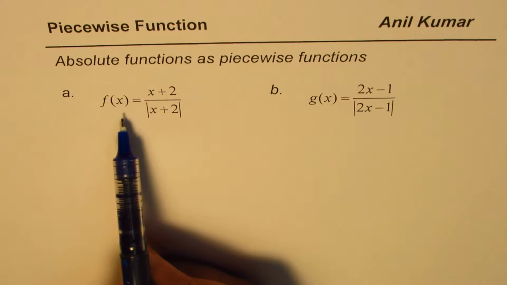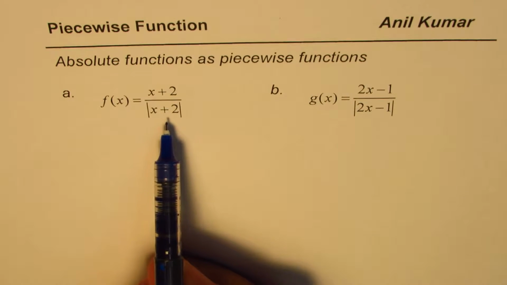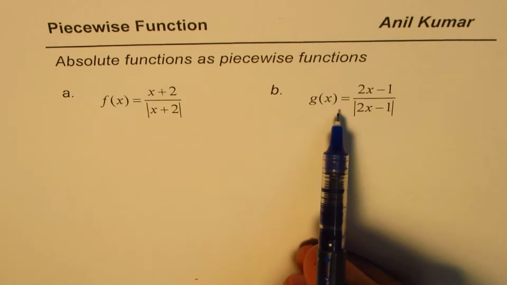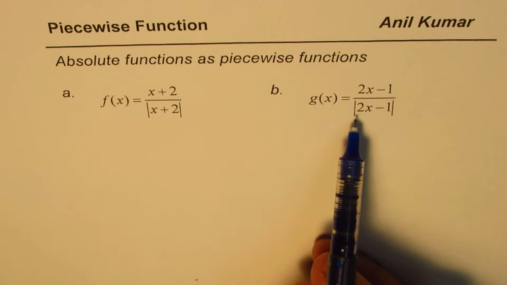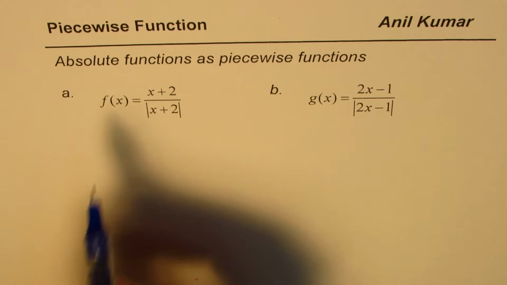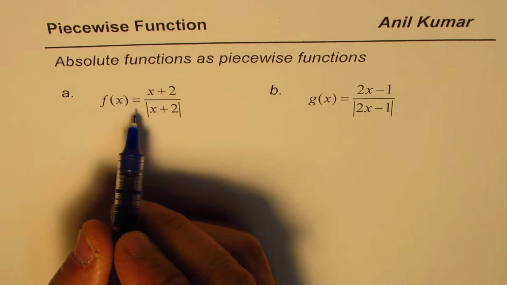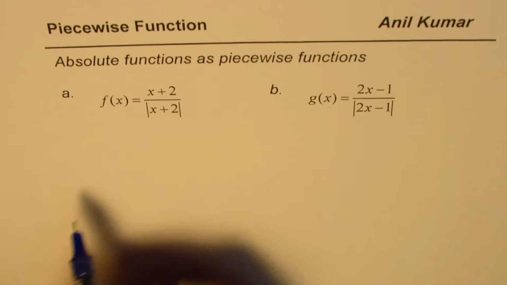The first one is f of x equals x plus 2 divided by absolute value of x plus 2. The other one is g of x equals 2x minus 1 divided by absolute value of 2x minus 1. They are very similar examples. I'll solve one and expect you to pause the video and answer the other one. So let's begin with the first one, which is f of x equals x plus 2 divided by absolute value of x plus 2.